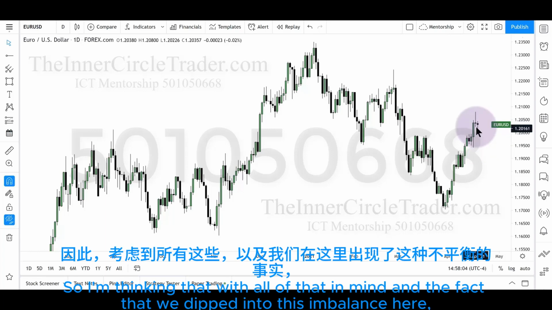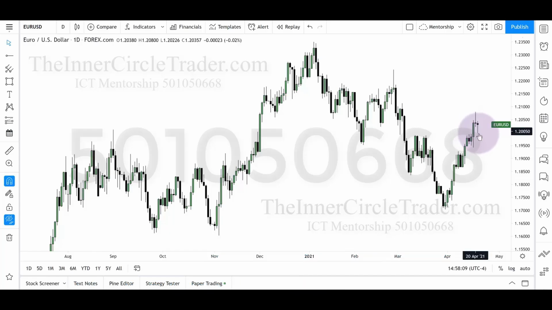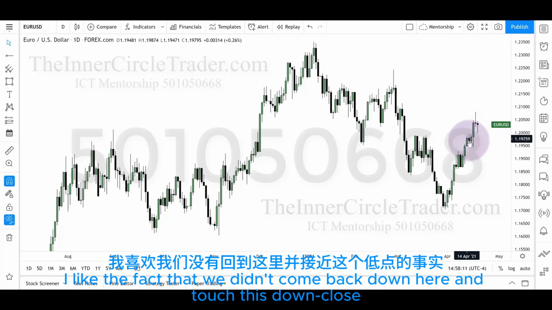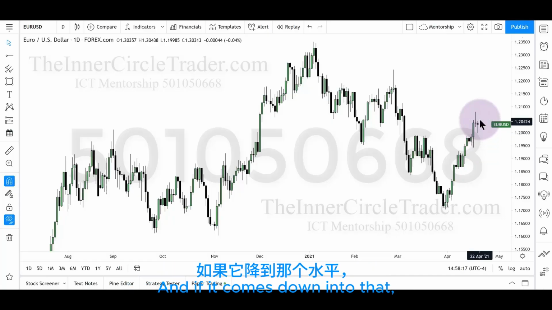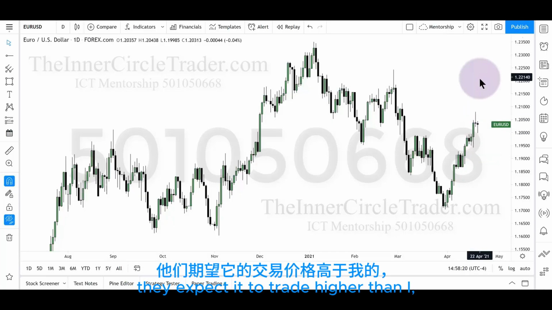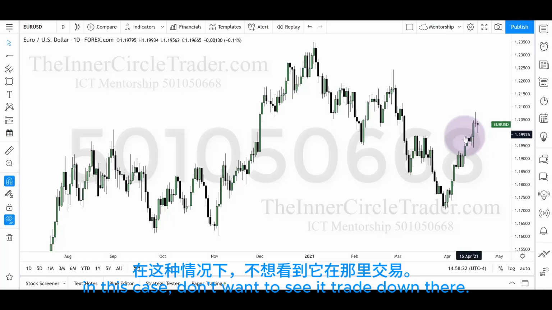So I'm thinking that with all of that in mind, and the fact that we dipped into this imbalance here, I like the fact that we didn't come back down here and touch this down close candle like most folks would like to see it trade down in there, because they understand a little bit about my order block theory, and if it comes down into that, they expect it to trade higher then. I, in this case, don't want to see it trade down there.